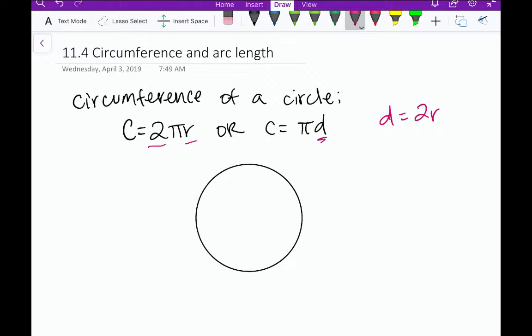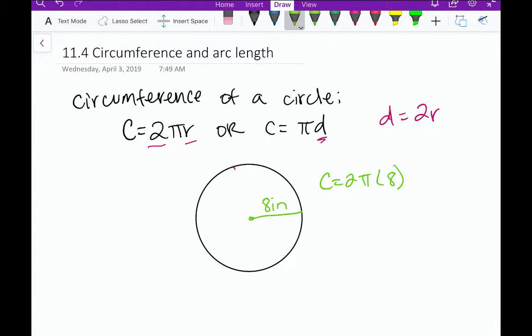So circumference is the distance around a circle. And again, this is the formula. So it's pretty straightforward. If I say that the radius of this circle is 8 inches, then in order to find the circumference, I just plug it into my formula, 2 pi times 8.